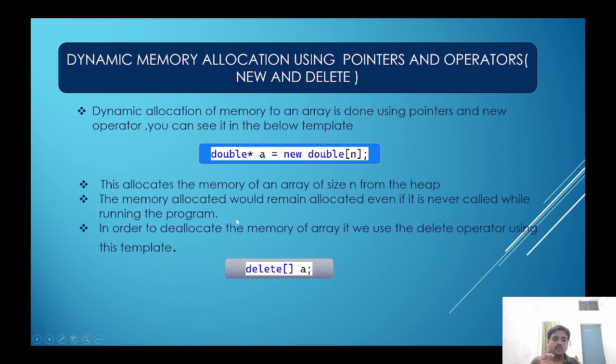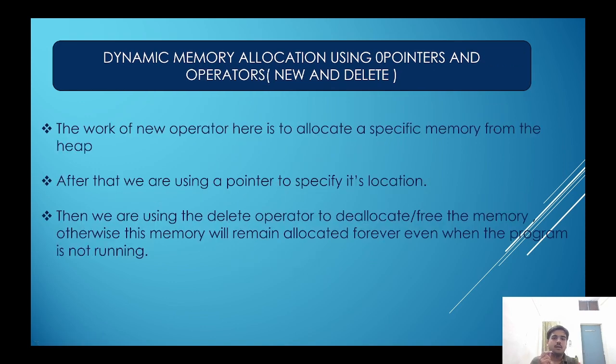We have discussed this point in the previous slide, that allocated memory would remain as it is if we have not freed it manually. In order to deallocate the memory of an array, we use the delete operator using this template: delete, double square bracket open and close, a, and semicolon. This basically deletes all the memory associated with a, that is of size n. So this overall frees the memory that was previously allocated using the new operator. These are all the same points that we have discussed previously.